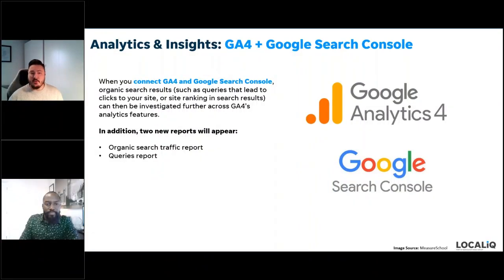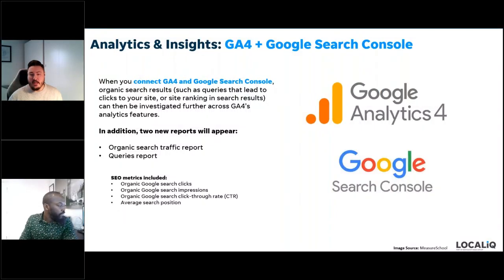So starting with the first one, the organic search traffic report, it's going to show you landing pages that are linked with Search Console and Google Analytics metrics. Some people find it more meaningful to rename it to something like Search Console landing pages. But this organic search traffic report is going to include 4 SEO metrics. So it's going to give you your organic clicks, your organic impressions, your organic click-through rate, CTR, and also your average search position.